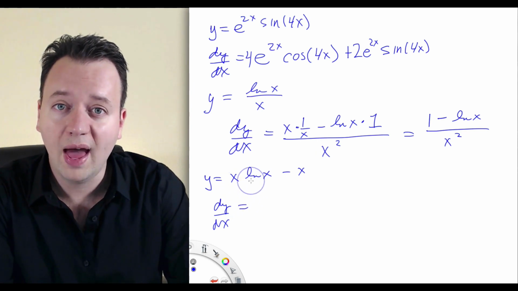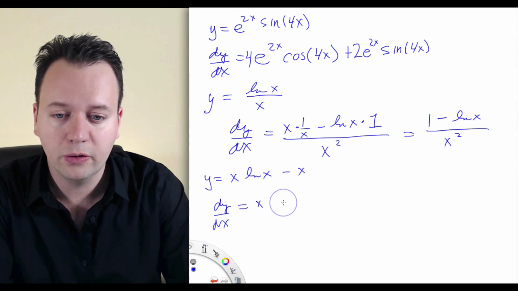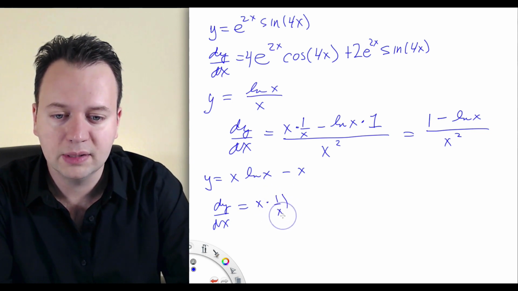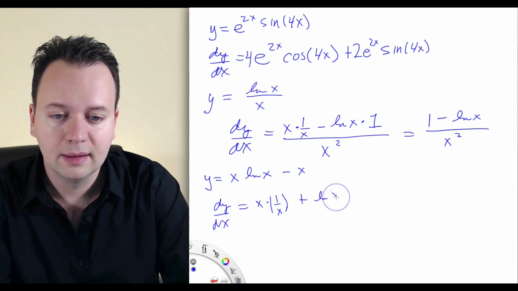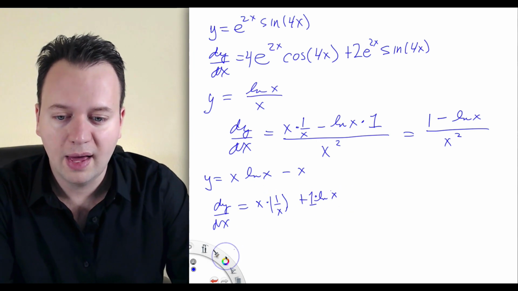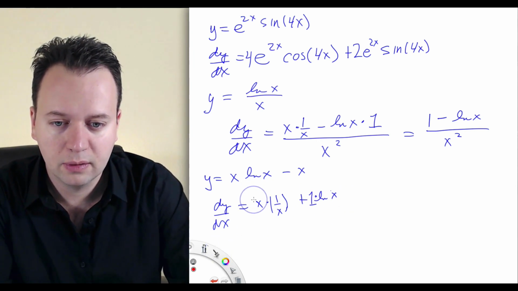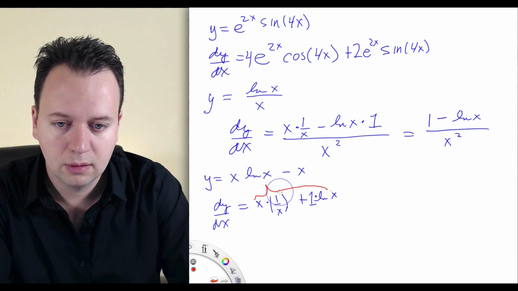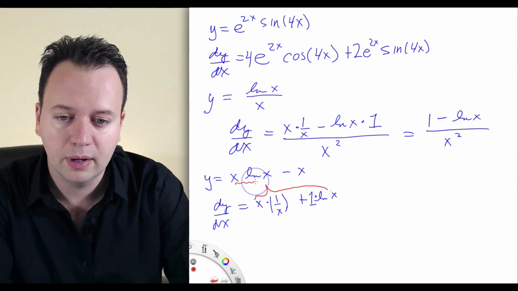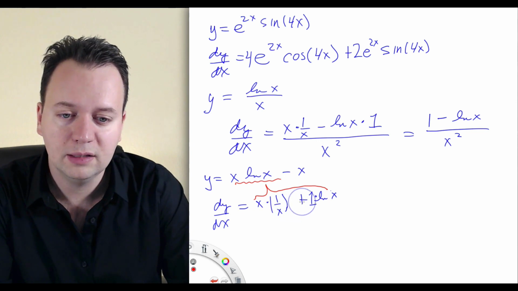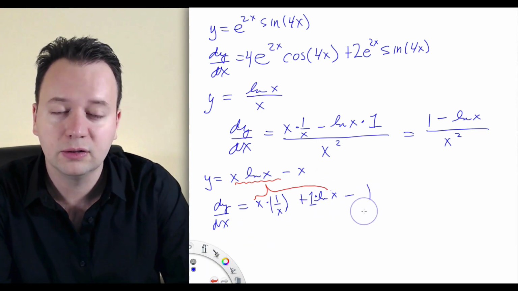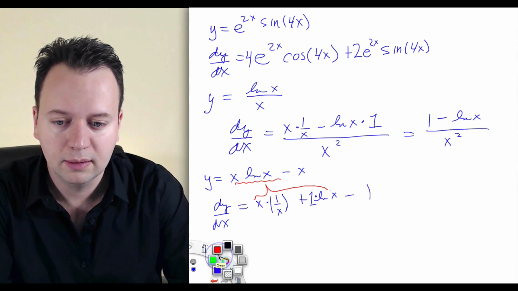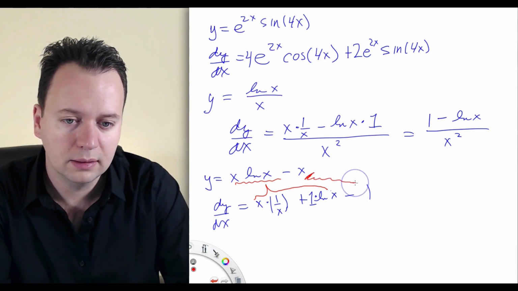So the derivative of x ln of x, we use the product rule. So it's the first times the derivative of the second, so it's x times 1 over x, and then plus the second times the derivative of the first. So derivative of x is 1. So x ln of x becomes this plus this. And then minus x, so we take the derivative of x, which is just 1, so we get minus 1.